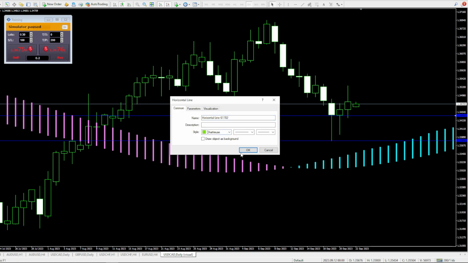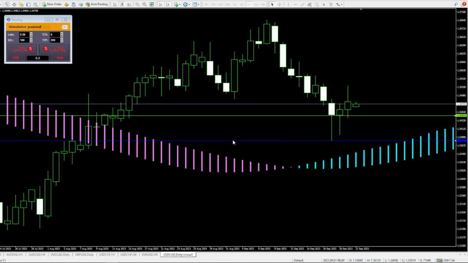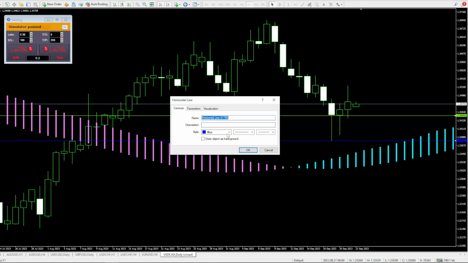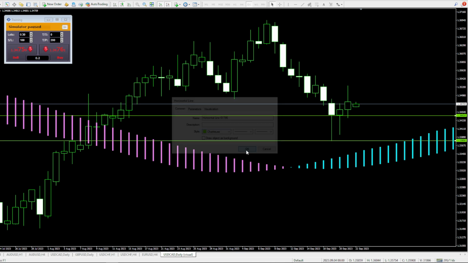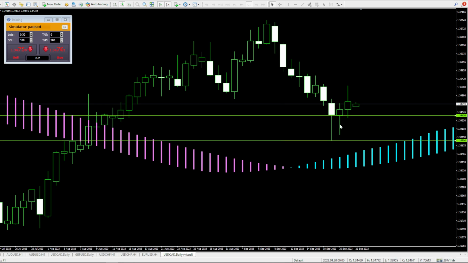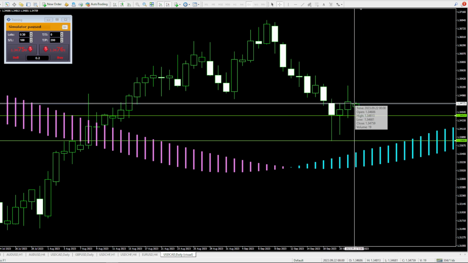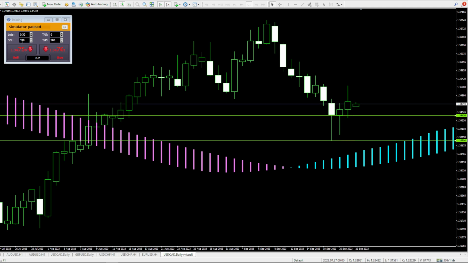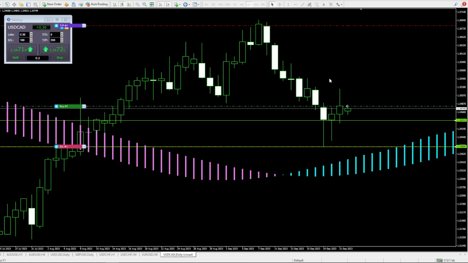To do this, we are waiting for a pullback like this, followed by bullish price action. Now, from the chart, we can see the strong rejection from price action, meaning we can enter our buy trade. For the buy trade, I will place my stop loss below the recent swing at 100 pips and aim for double the return at 200 pips.